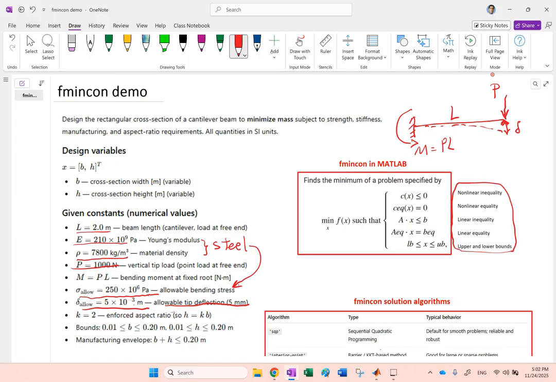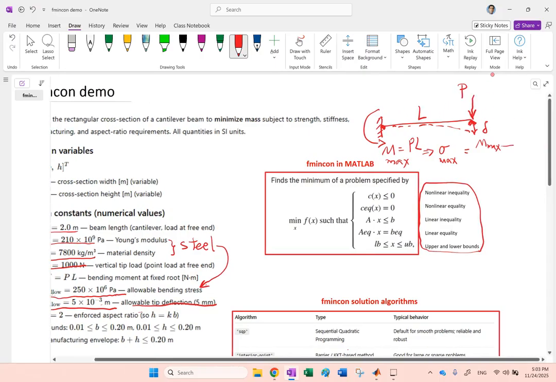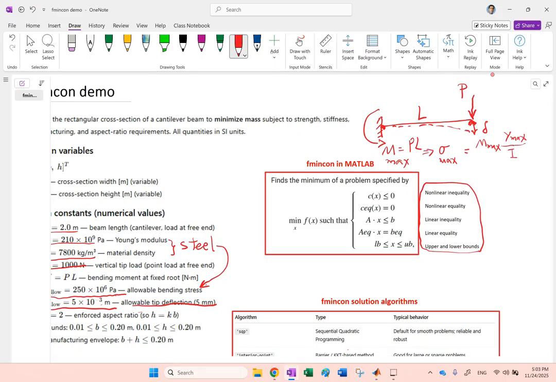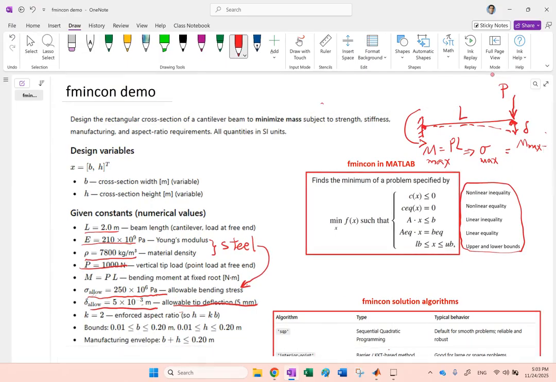The stress in the part, the maximum stress, happens here at this end point where this M is maximum, right? This is M maximum, and that means you have a sigma maximum, which is going to be this M maximum times half of the height of the cross section divided by I, right? So it's going to be M max times Y max divided by I, and we're going to talk about those. That should also be less than or equal to this 250 megapascal.